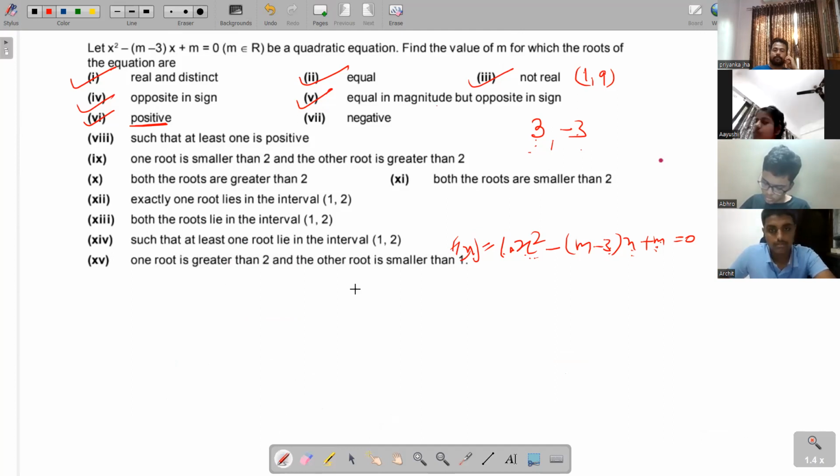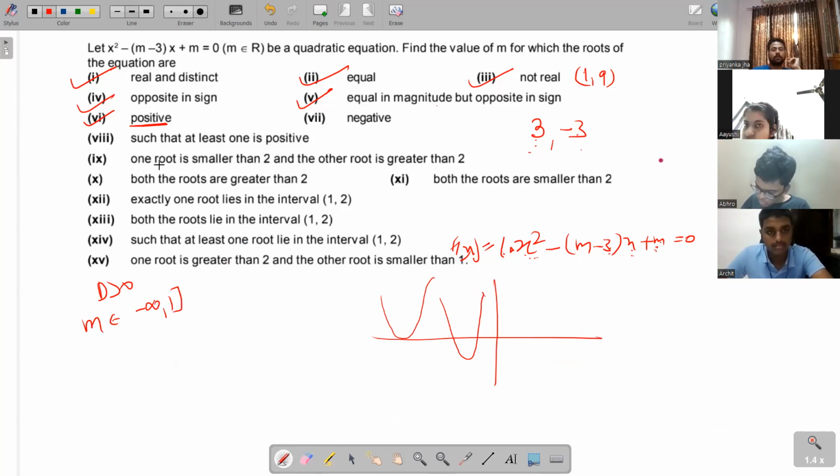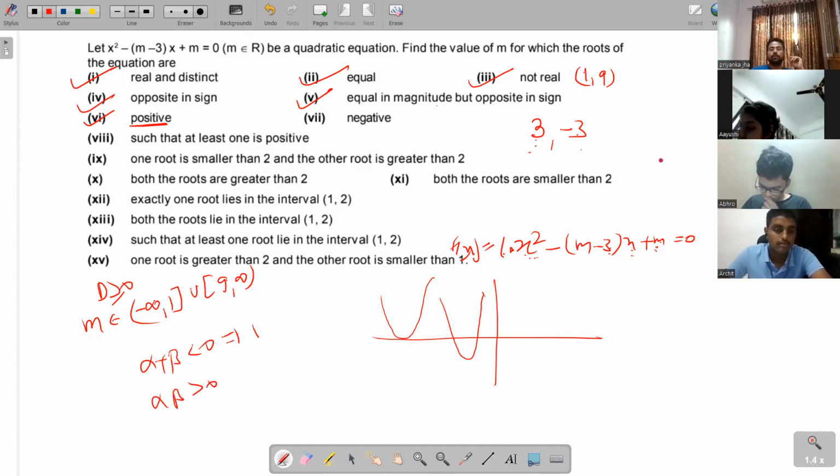क्योंकि देखो 7 क्या कह रहा है, both roots has to be negative. So the graph will be like this. Either this, just touch, or this. So this discriminant has to be positive. So from here we'll get m, this, and if both roots has to be negative, means sum of the roots has to be negative, product of the roots has to be positive. So sum of the roots, that is m minus 3, that has to be negative. So m is less than 3, and from here product of the roots is m, that is positive.